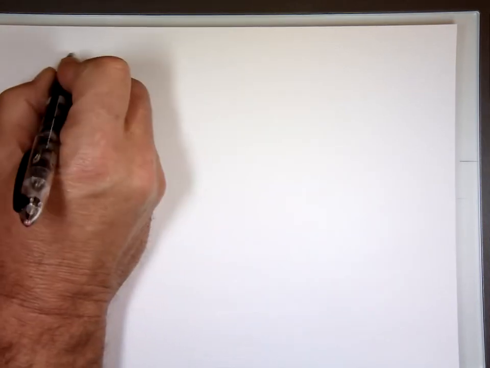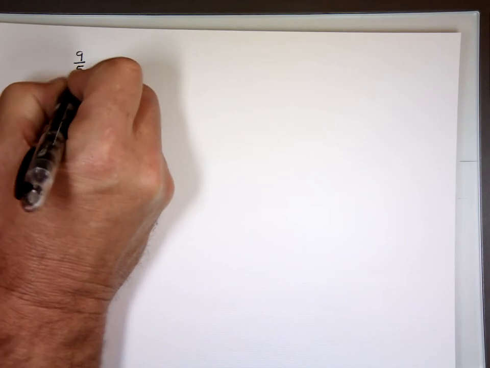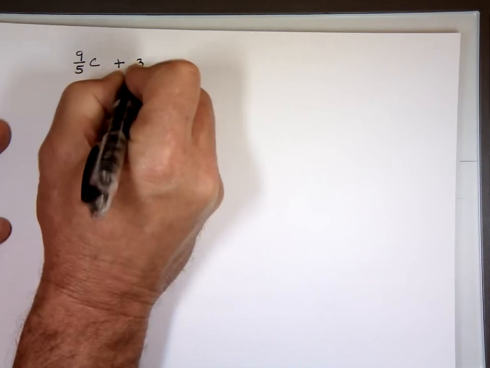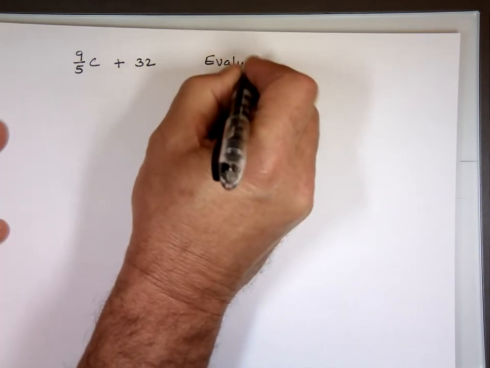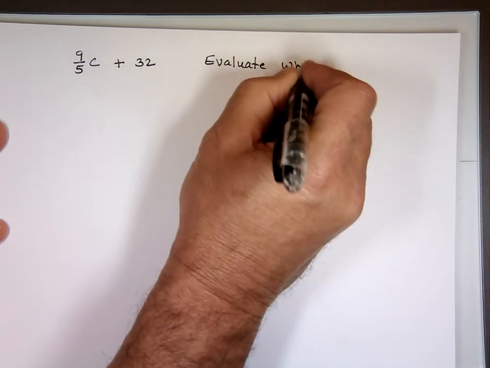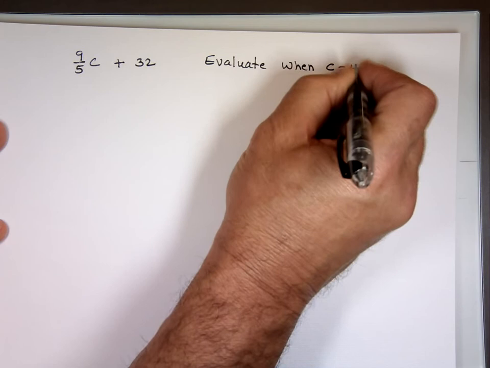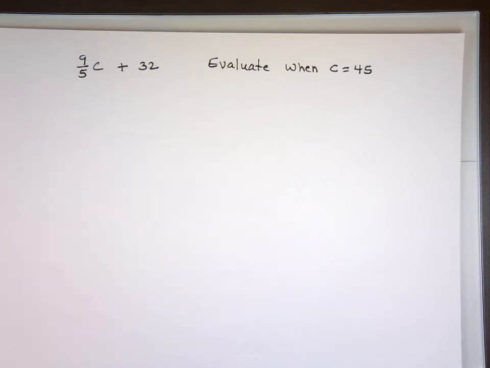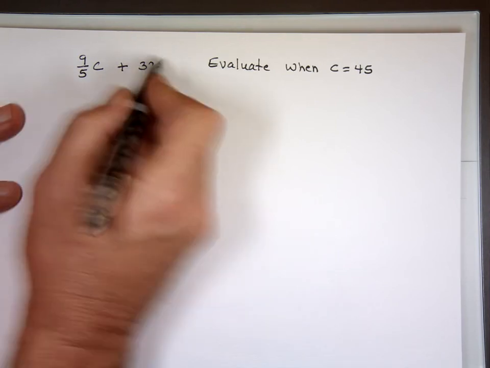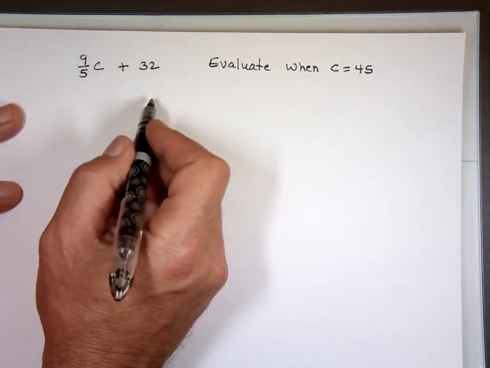If I said to you the expression is 9 over 5 c plus 32, evaluate when c equals 45. So that's an algebraic expression. I want to know the value of this when c equals 45. That's called evaluating algebraic expressions. Does anyone know what that expression is? It means something. Anyone know what it means?